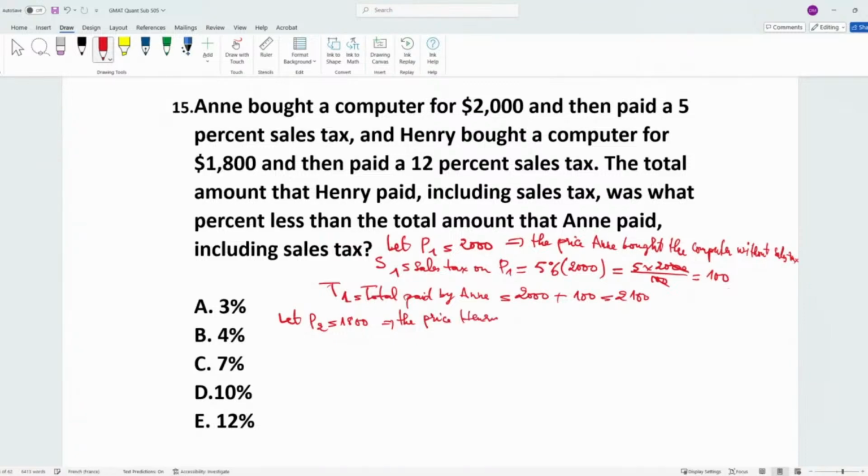Henry bought the computer, not including the sales tax. Okay.